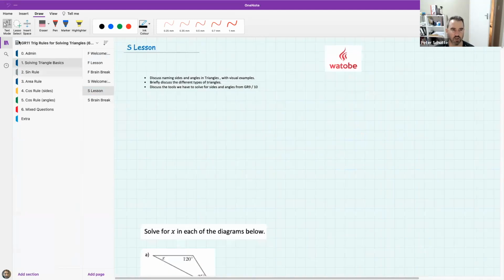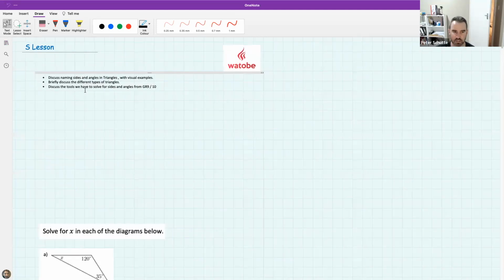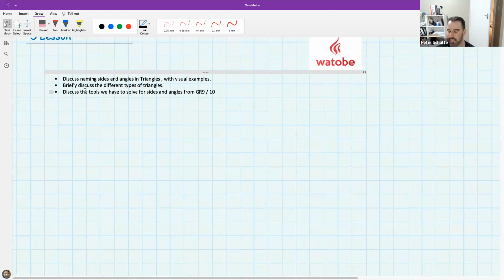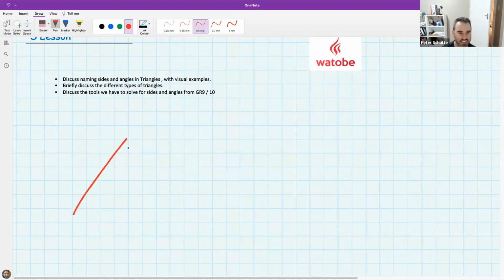Cool. Let's get cracking. So what is this new unit all about? It's mainly about triangles and solving for unknown sides and unknown angles in triangles.